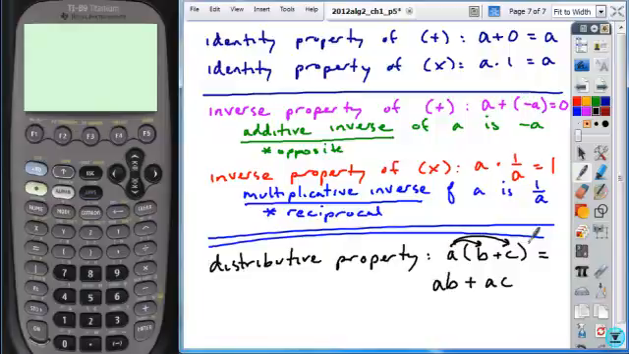You can also go the reverse process, like some books will teach it. Distributing can go either direction. So again, it doesn't really matter to me. It's usually in this direction, from the factored form into what's called the expanded form here.